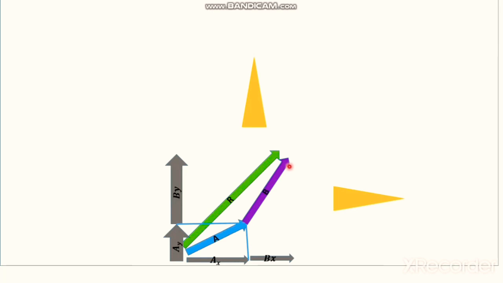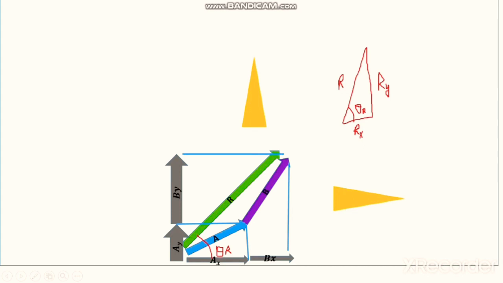Again, drawing perpendicular from the head of vector B on x-axis and on y-axis like this. So the perpendicular on x-axis from the head of vector B and the perpendicular on y-axis from the head of vector B. So this is BY and this is BX. The resulting figure will be like this.